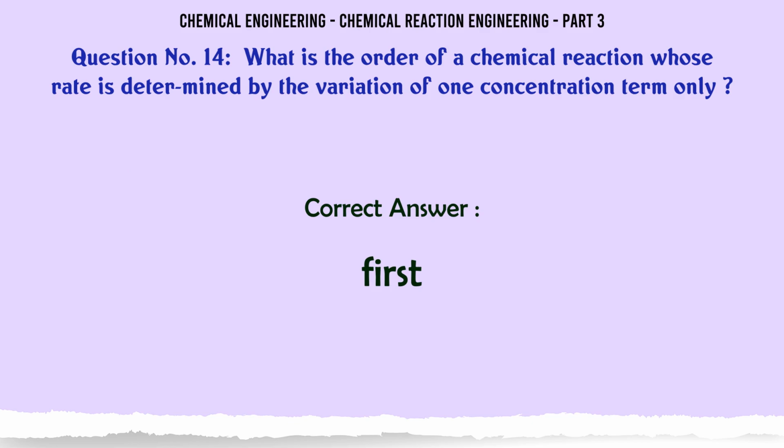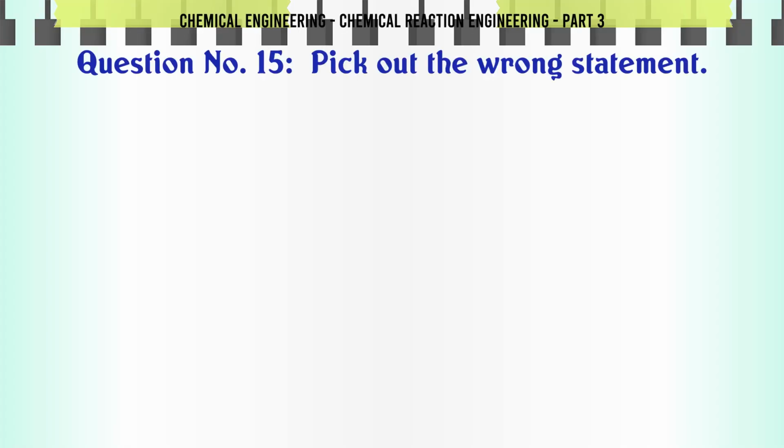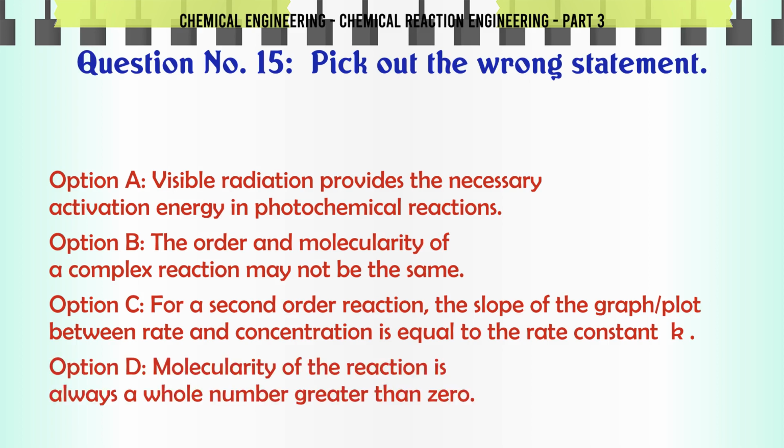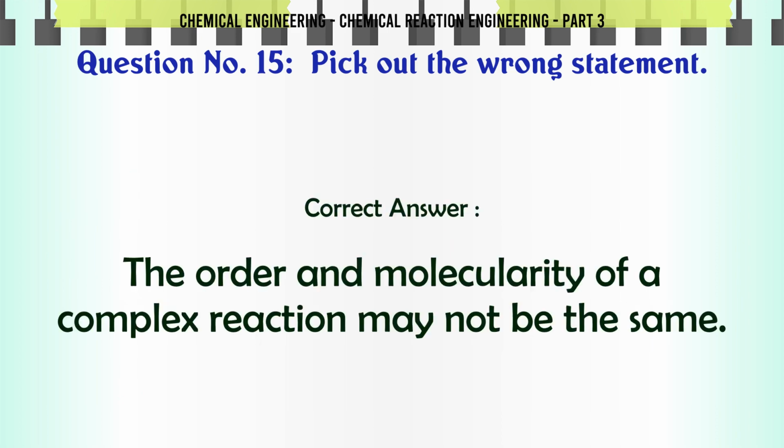Pick out the wrong statement. A. Visible radiation provides the necessary activation energy in photochemical reactions. B. The order and molecularity of a complex reaction may not be the same. C. For a second order reaction, the slope of the graph plot between rate and concentration is equal to the rate constant K. D. Molecularity of the reaction is always a whole number greater than zero. The correct answer is: the order and molecularity of a complex reaction may not be the same.